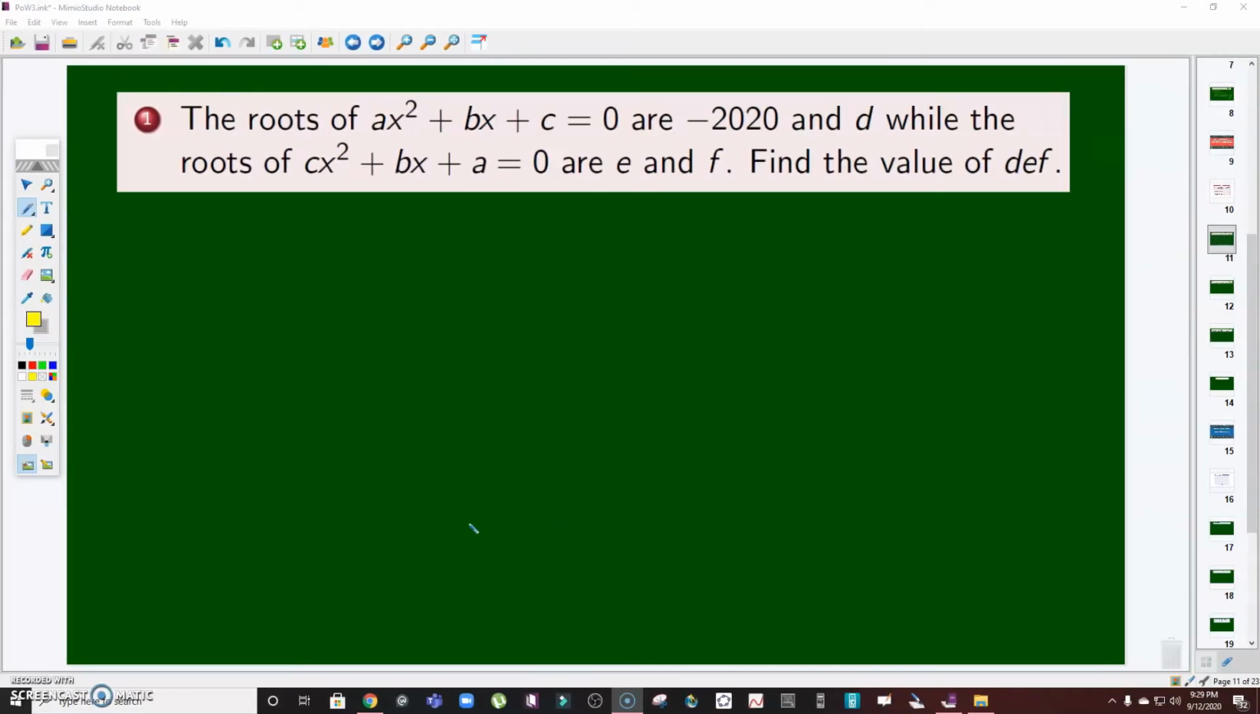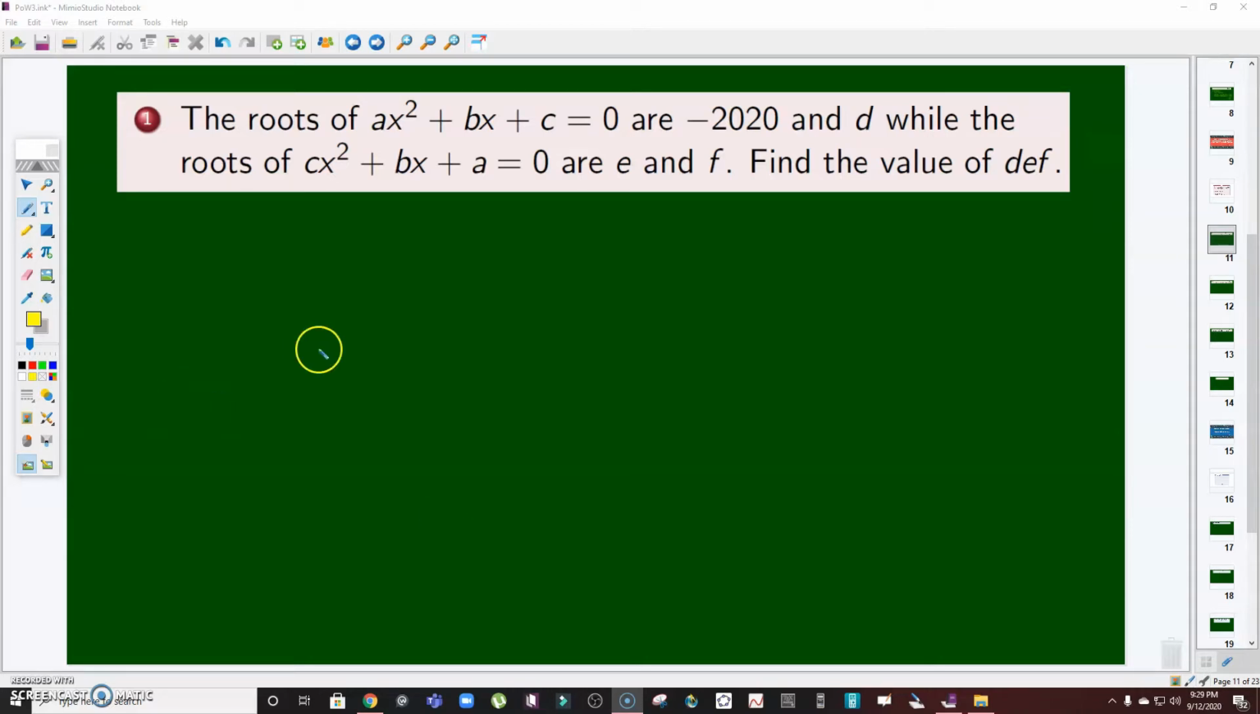Okay, problem number 1. The roots of ax squared plus bx plus c equals 0 are negative 2020, 2020, and d, while the roots of cx squared plus bx plus a equals 0 are e and f. The question is, find the value of d, e, f.